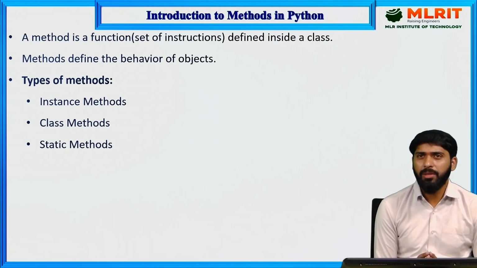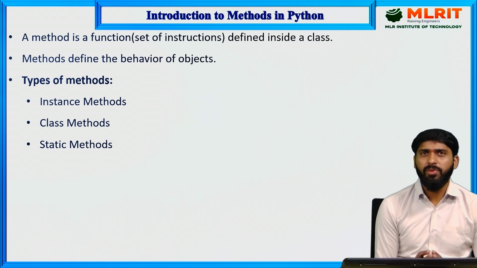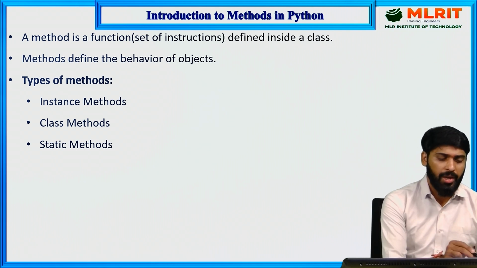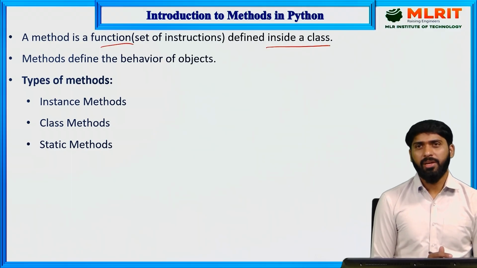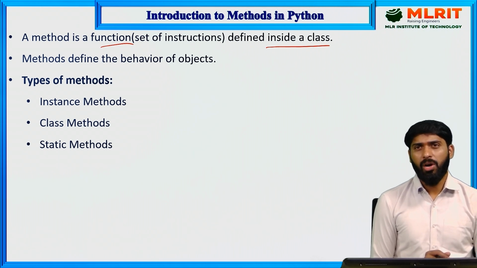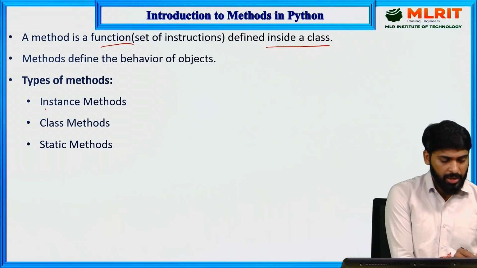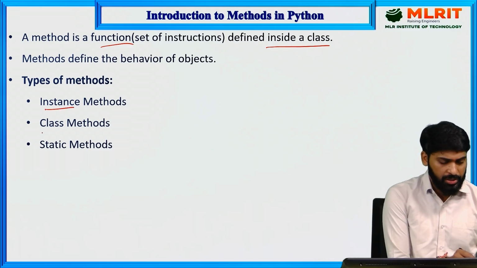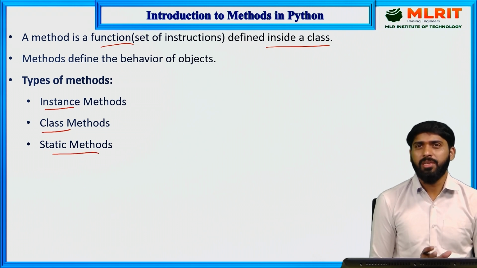So, what does a method mean? A method is a set of instructions. The set of instructions we call a function. If you define that function inside a class, we call that a method. Methods define the behavior of objects. We have three types of methods: one is instance method, second is class method, third is static method. So let us see one by one.